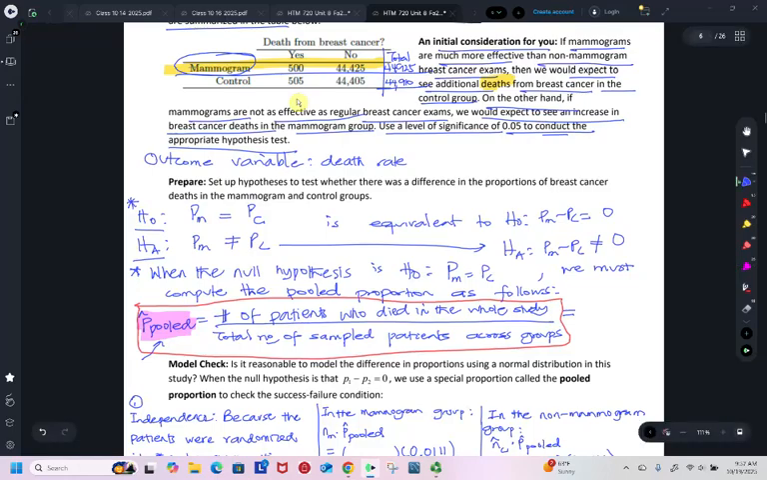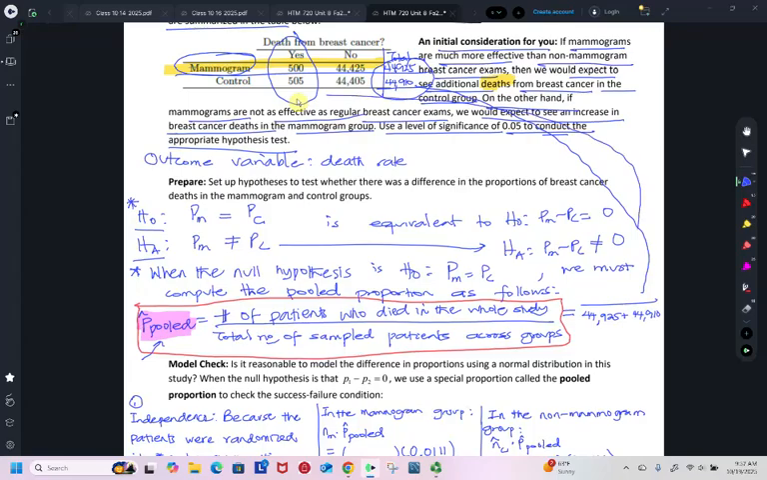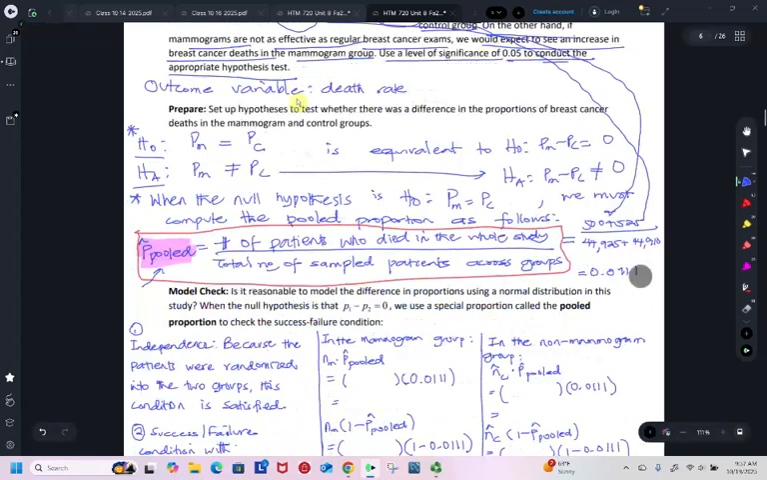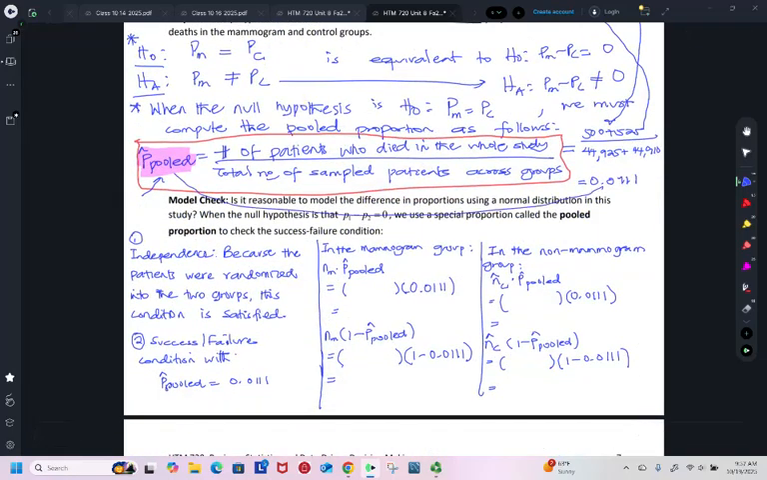To simplify this further, out of 44,925 plus 44,910, how many deaths did we experience in both groups pooled together? That will be 500 plus 525, and that will give us 0.0111 approximately. You see, this pooled proportion will be carried over into conducting the model check.